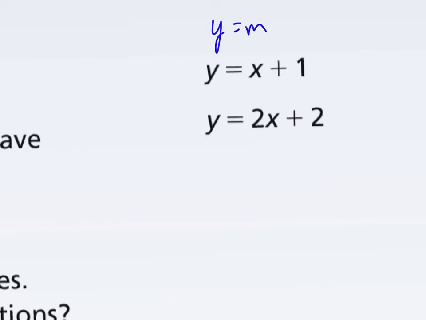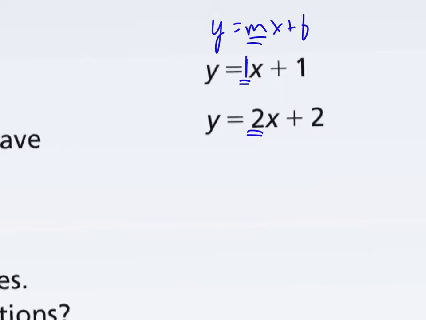So if we look at these lines, trying to find the slopes first of all, remember we have y equals mx plus b. M is our slope. So the first equation, I don't see a number. Remember, we can always put a 1 there. So the slope of this first equation is 1. The slope of the second equation is 2.